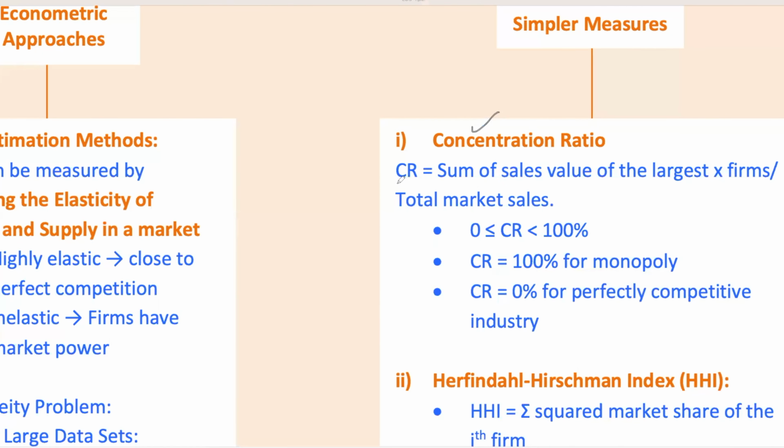Concentration ratios measure the market share of the largest firms. A high concentration ratio indicates a concentrated market, while a low concentration ratio suggests a competitive market. In the soft drink industry, a high concentration ratio indicates that a few firms like Coca-Cola and Pepsi dominate the market.